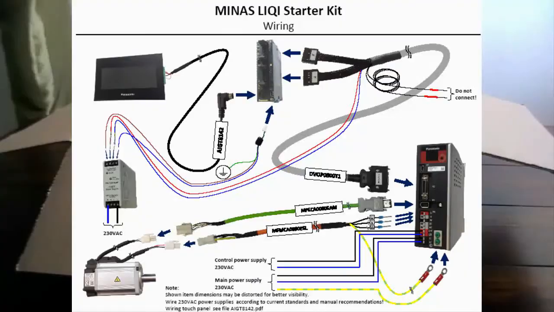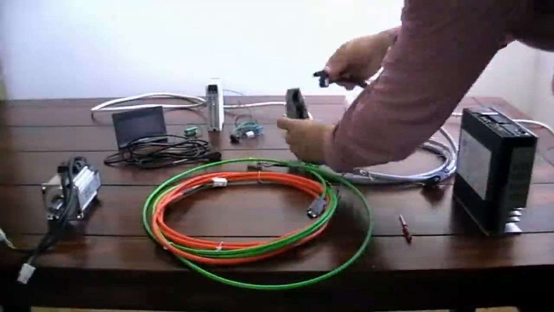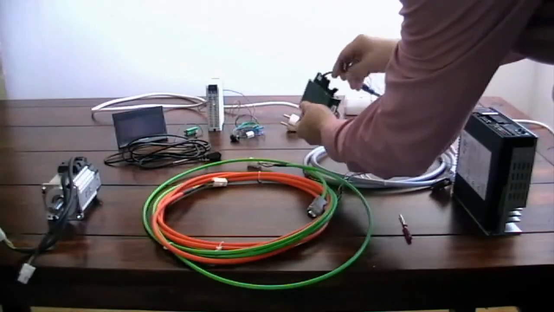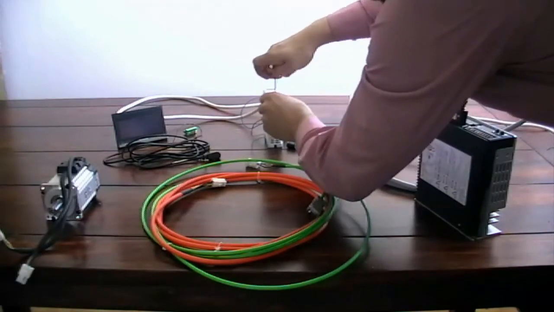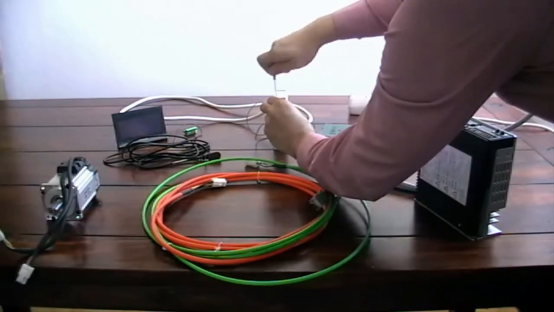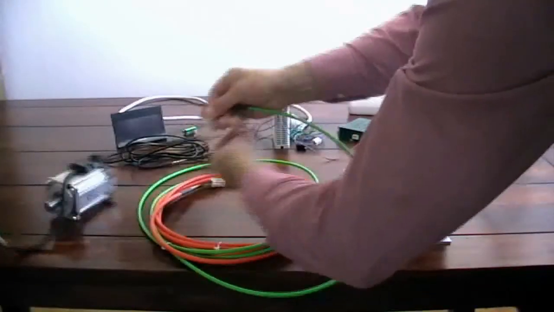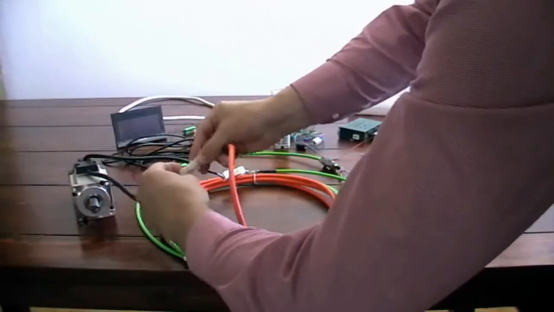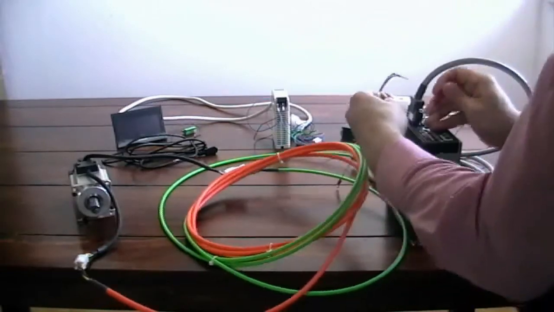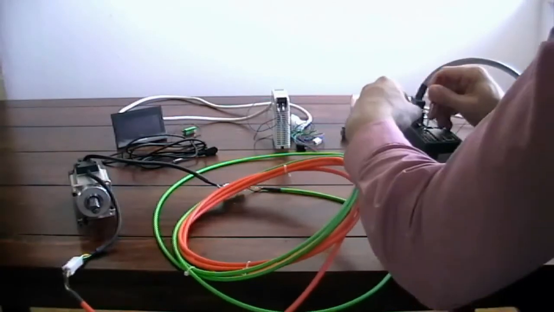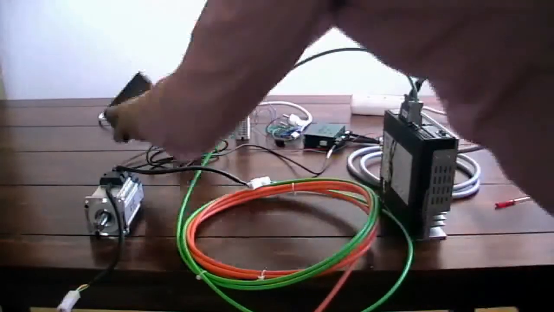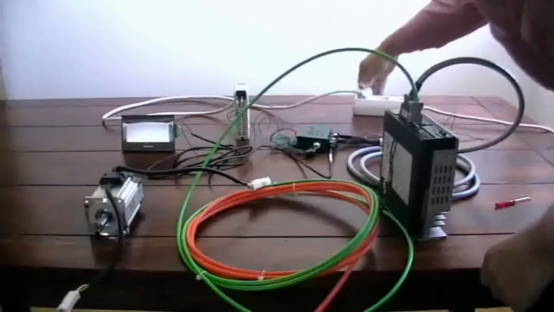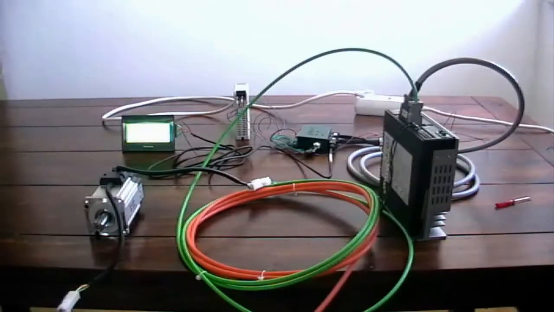Now we will wire the components according to the diagram. First, we connect the PLC to the Minas Liqi servo driver. Afterwards, we'll connect the servo motor to the driver. Then we use a serial cable to connect the PLC with the touch panel. Finally, we connect the PLC to the 24-volt power supply and the servo driver to the 230-volt power supply.